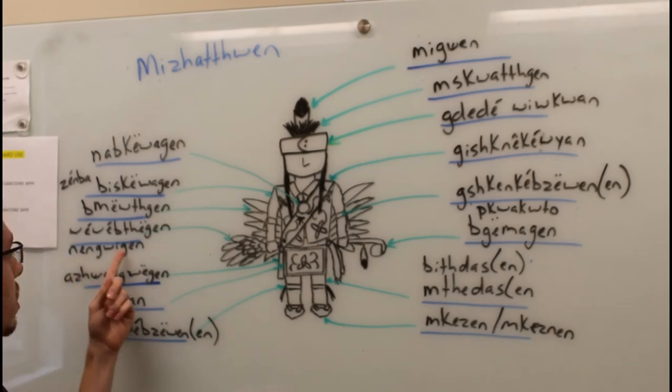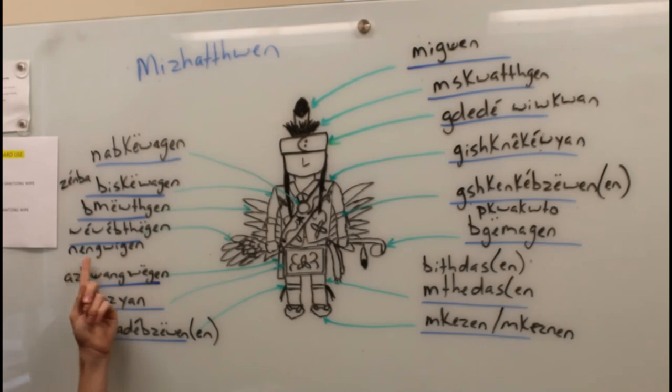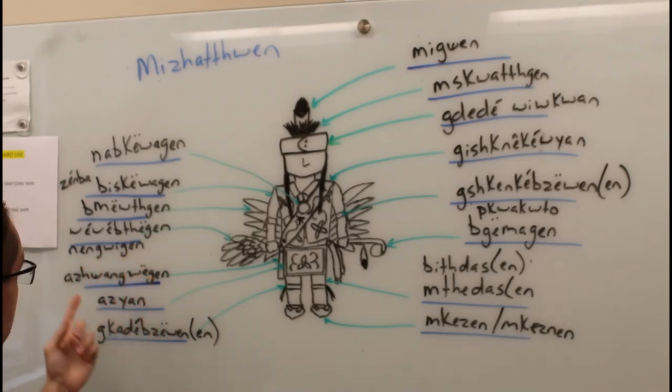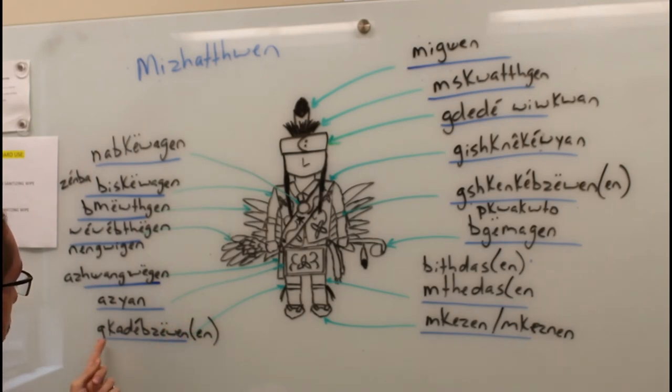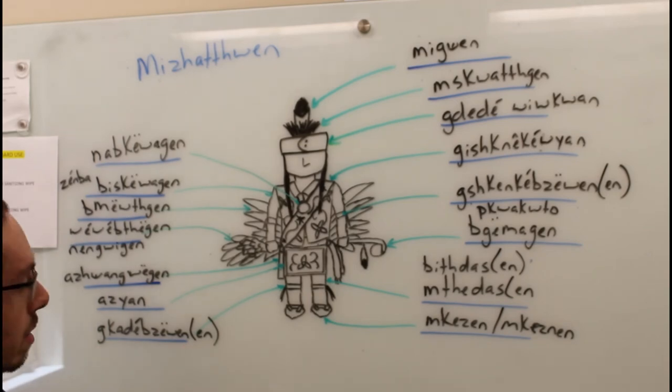The other one, ningwegan. Ningwegan is a wing. Ajwangwagun is your bandolier bag. Asian is your apron. Gakadebzoin is one leg tie. Gakadebzonin. Plural. Leg ties.